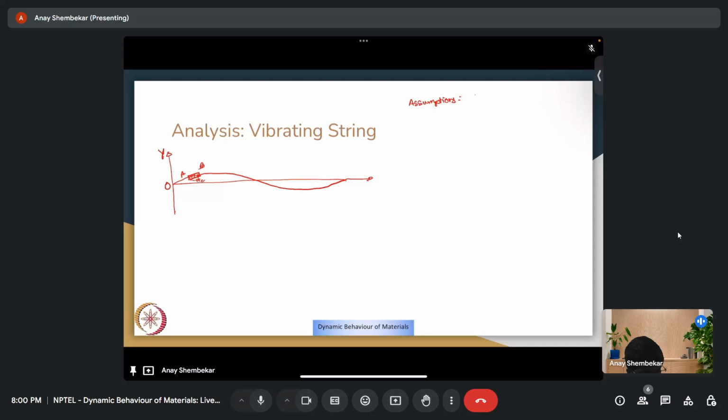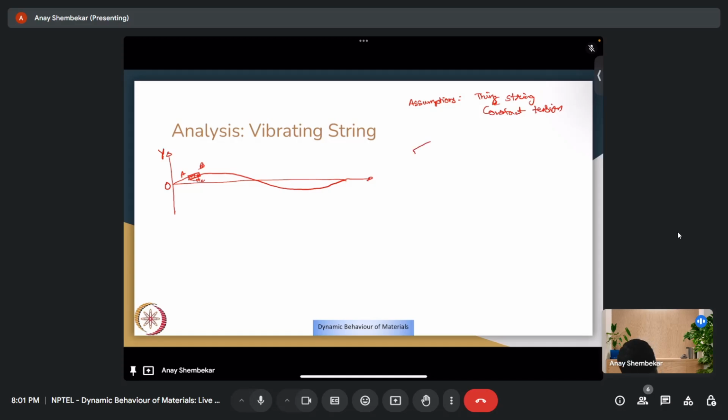Any of you play a string instrument like guitar, ukulele, or, I think, veena or something? Okay, so some analysis like this could be a good starting point there.